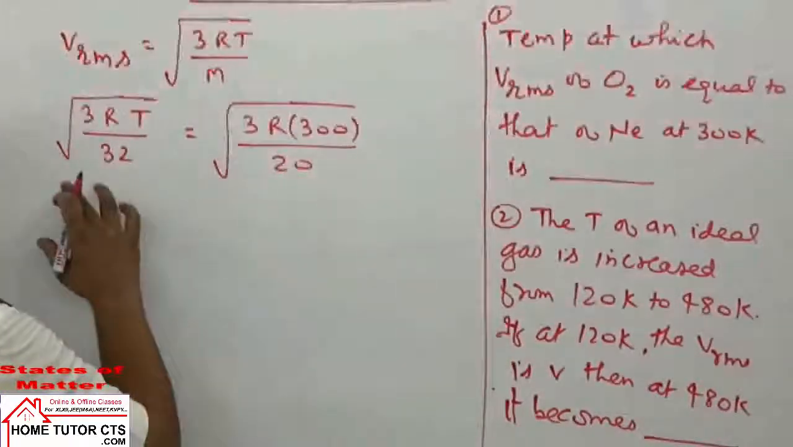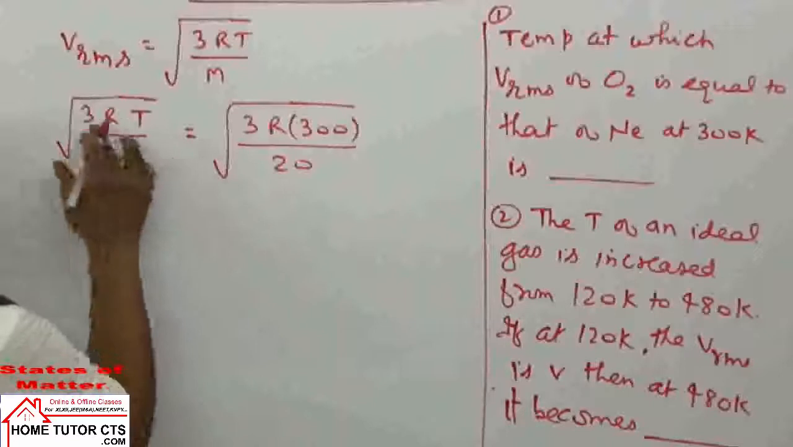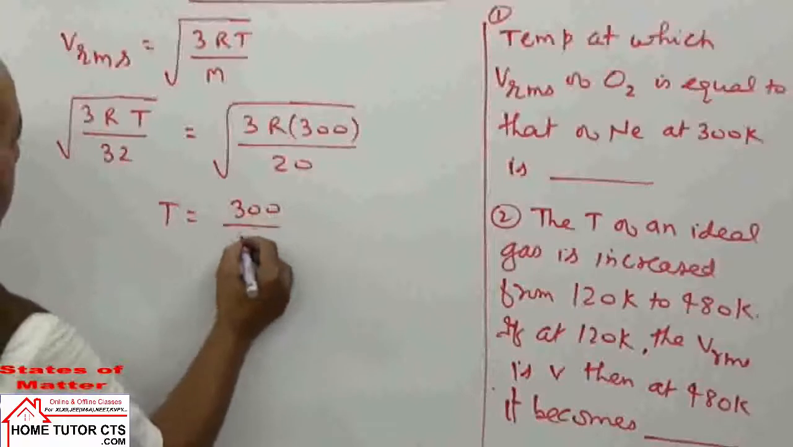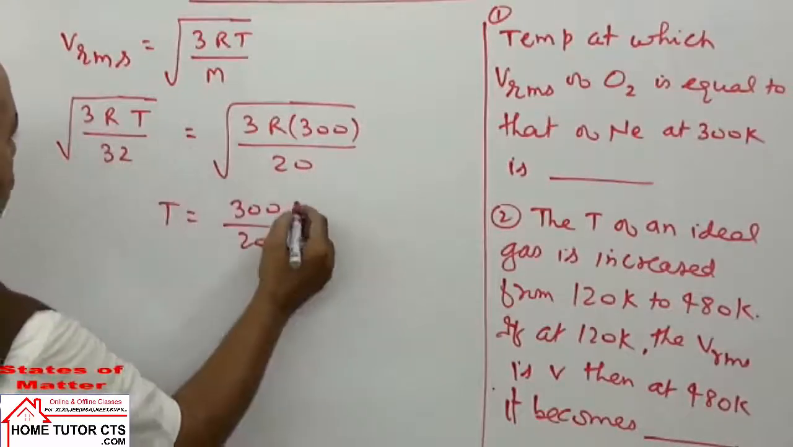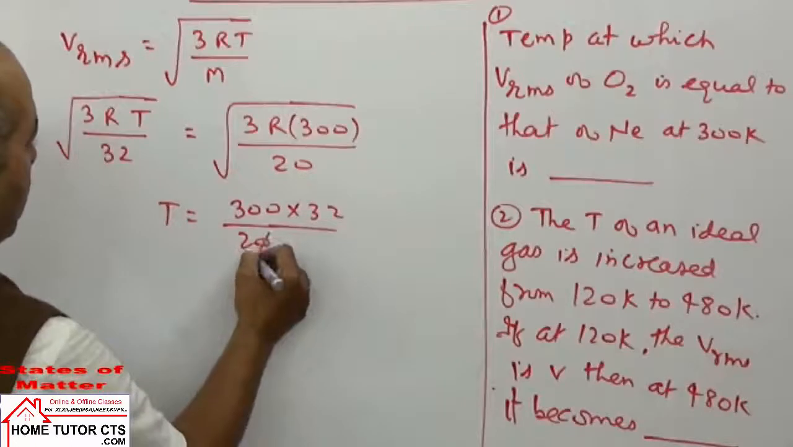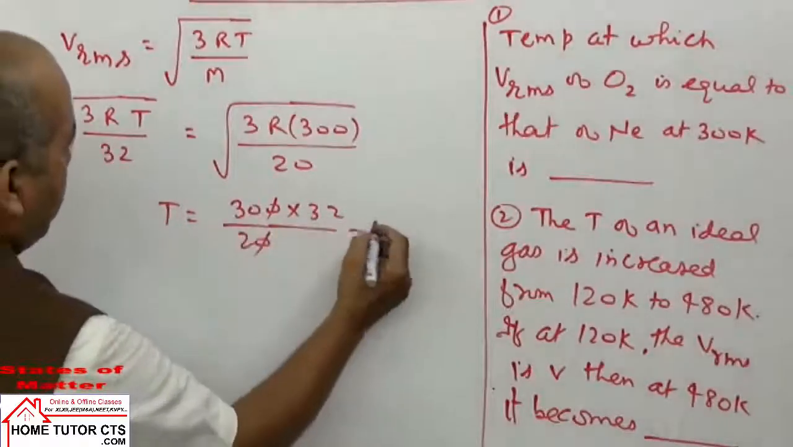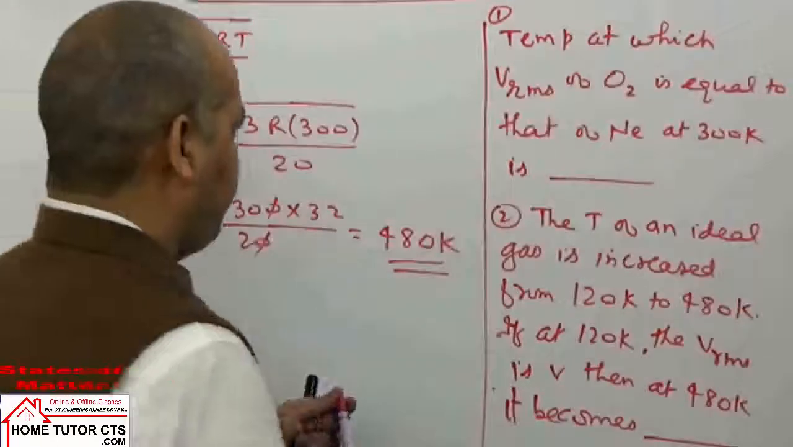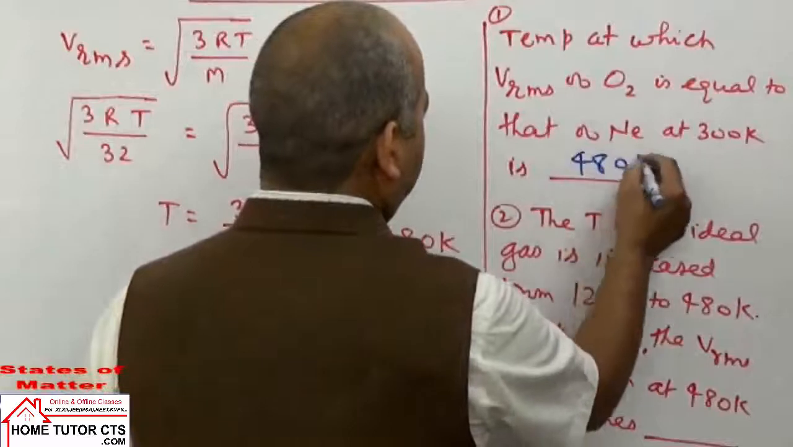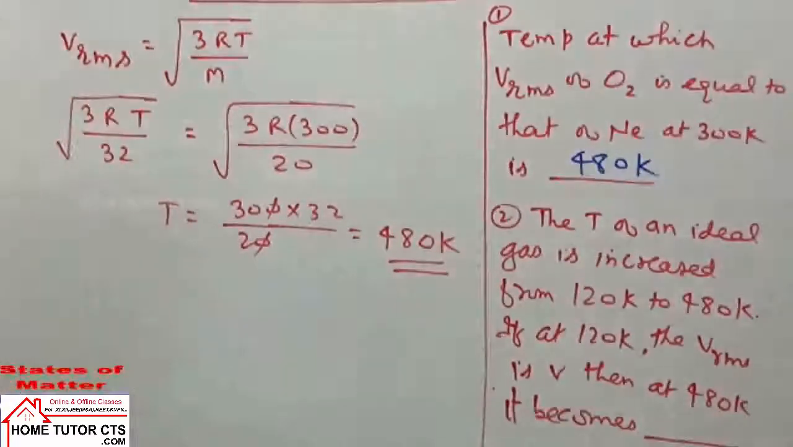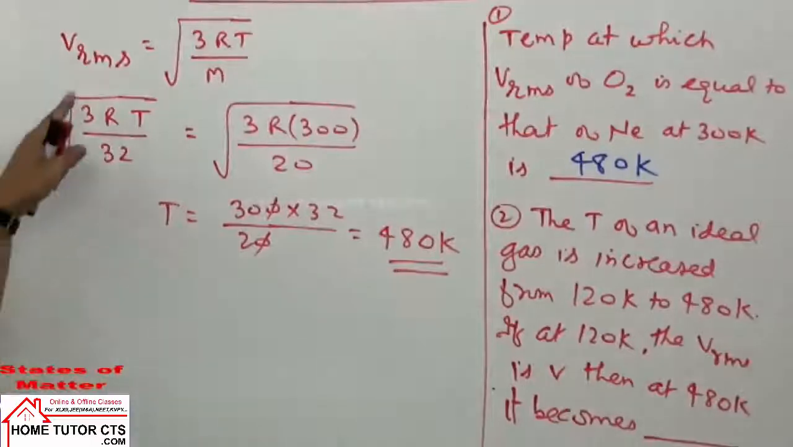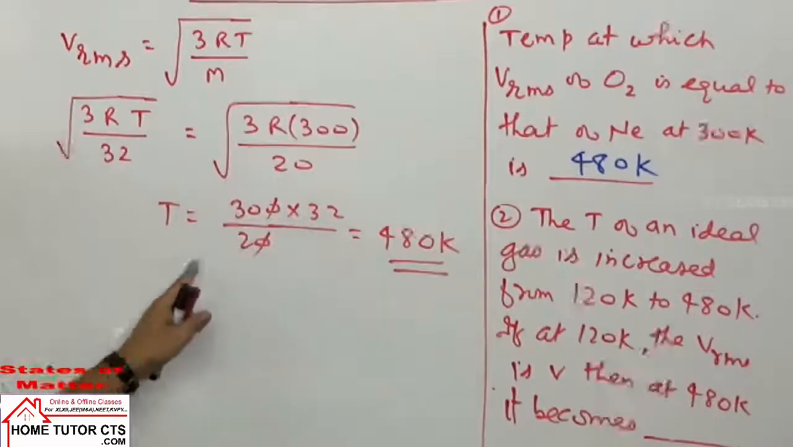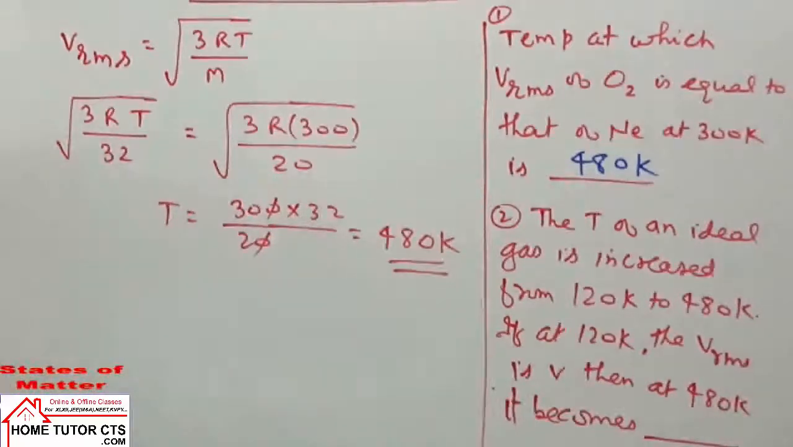Equate the two relations, squaring both sides, and then common terms can cancel out. What is temperature coming here? 300 by 20 into 32. That's all. 16 3 48, 480 Kelvin is the answer for first question. Equate both the speeds. It is for O2 VRMS, it is for neon. Neon has molar mass 20. Equating the speed of the two, we will have temperature, in this case 480 Kelvin.